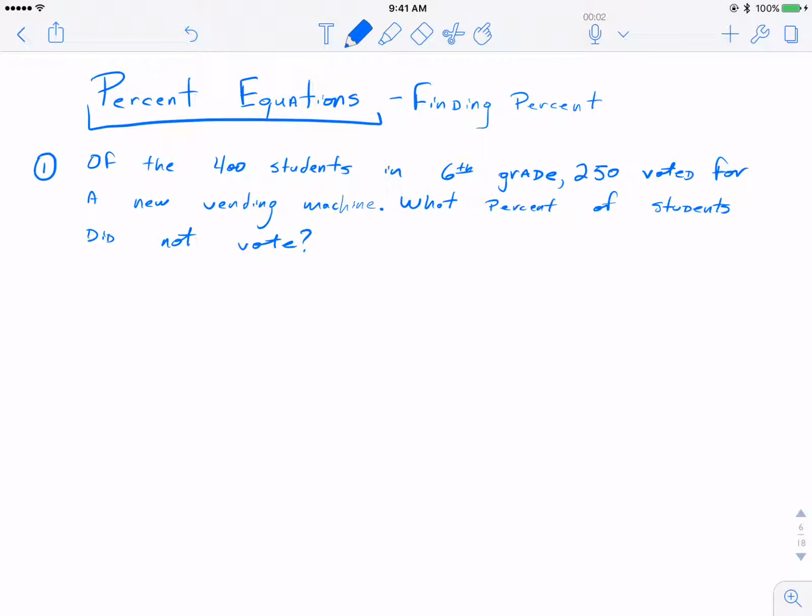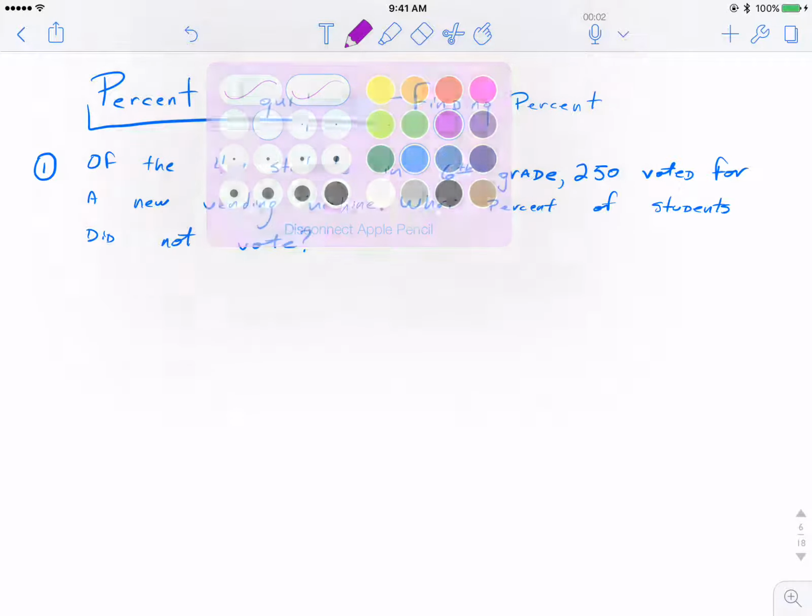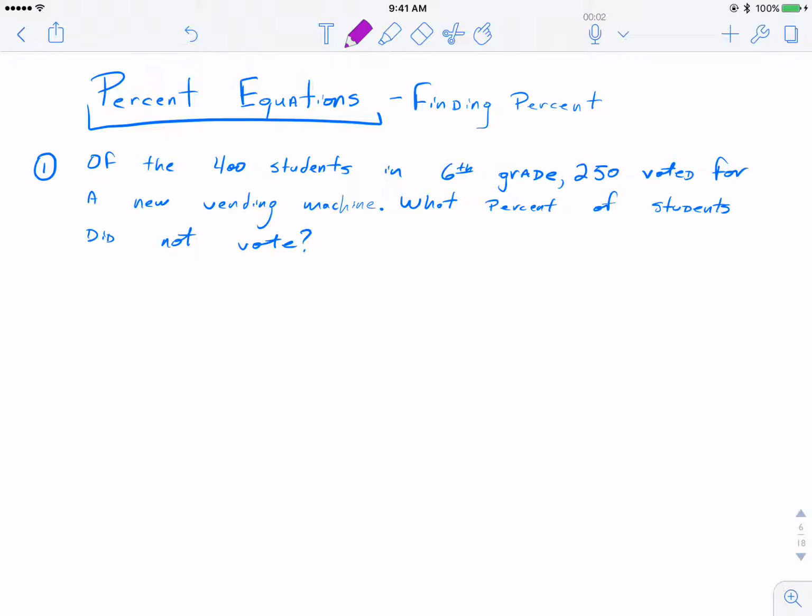Hello everybody. In this video we're going to be taking a look at percent equations where we're finding a missing percent. We've seen different variations of this problem where we're either finding a quote-unquote part, finding the smaller piece, finding the whole or the original part, and then this is our third and final variation here where we're finding the missing percent. We're given all the numbers and we're trying to figure out what percent is being represented.